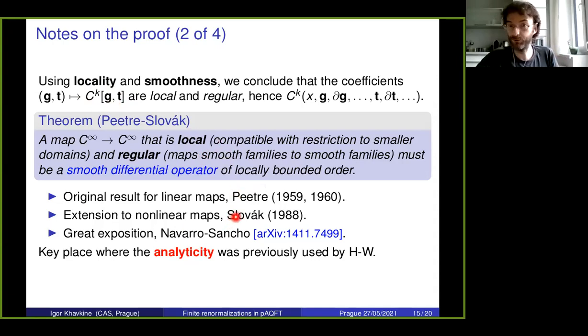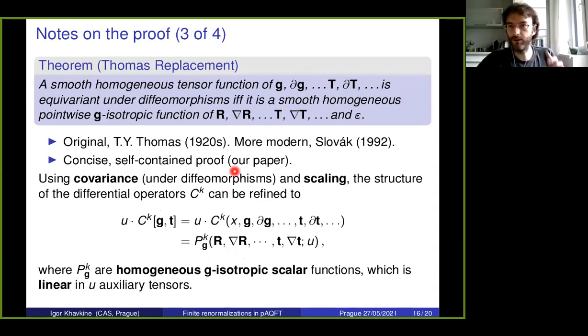And one of the contributors to that theorem was Jan Slovak, who some of you know. So just a small remark. All right, so once we know that this is a differential operator, it has to be invariant. And now you have to use some invariant theory of representations of the general linear group and of the metric. So it turns out that these invariants have to be covariant combinations of the Riemann curvature tensor and its covariant derivatives and the background tensor fields and their covariant derivatives with respect to the metric.